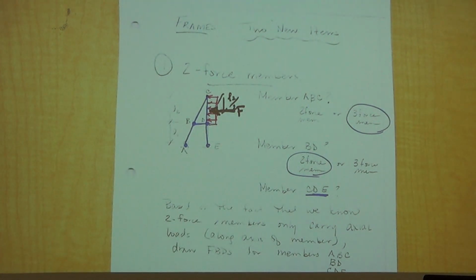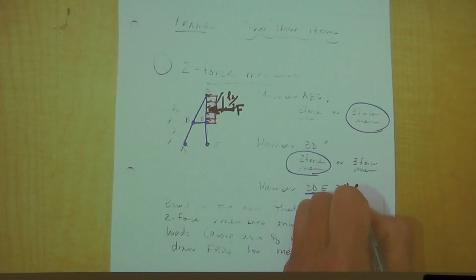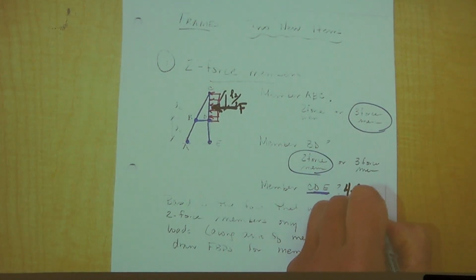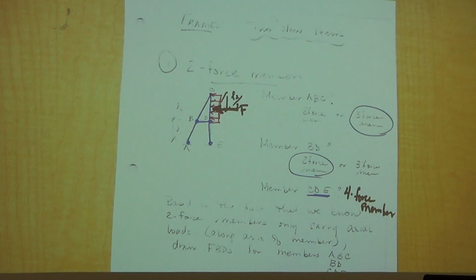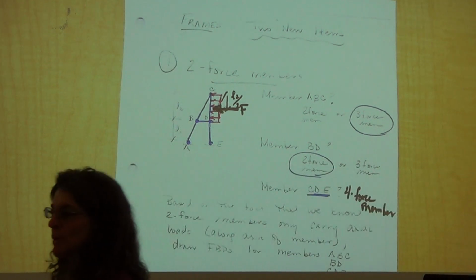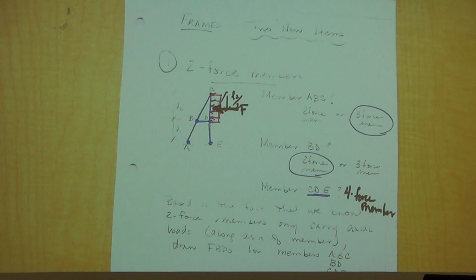So in the end, is C, D, E a 2 force member? No. Is it a 3 force member? No. Why not? Because there's another force there. What is it? I would probably call it a 4 force member, but I've never seen something referred to as a 4 force member, or a 5 or a 6. The reason why is whether it's a 3, 4, 5, 6, 10, whatever force member, you treat it the same way. It's only 2 force members that you treat differently.